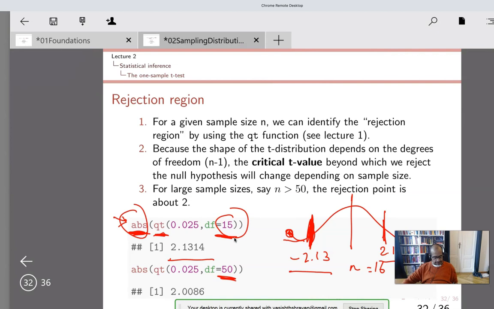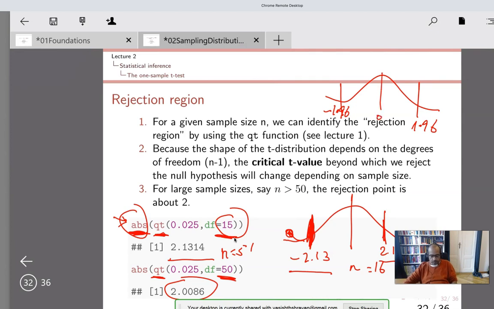Now if I had a larger sample size, if my n was 51, let's say, then my critical cutoff with the qt function would be a value closer to 2. When you have sufficient data, your critical t value will approach 2, because the t distribution approaches the normal distribution, and about 1.96 is the quantile for the standard normal distribution. If you have a standard normal distribution with mean 0 and standard deviation 1, 95% of the area under the curve lies between 1.96 and minus 1.96. That's just a property of the normal distribution.